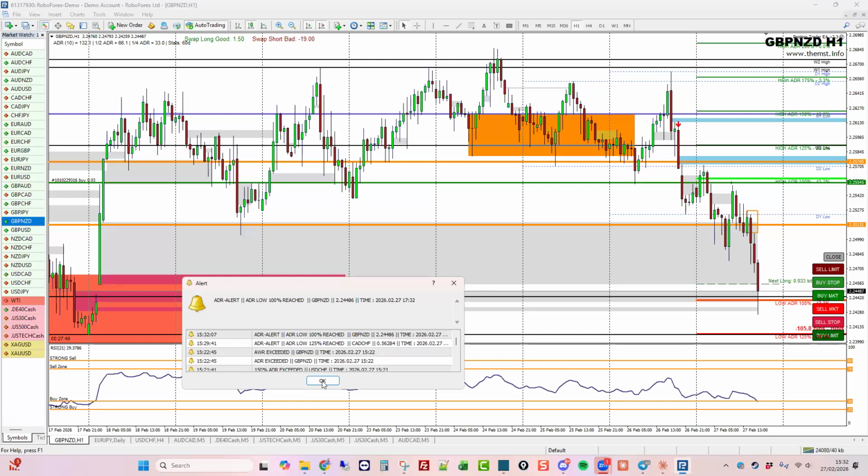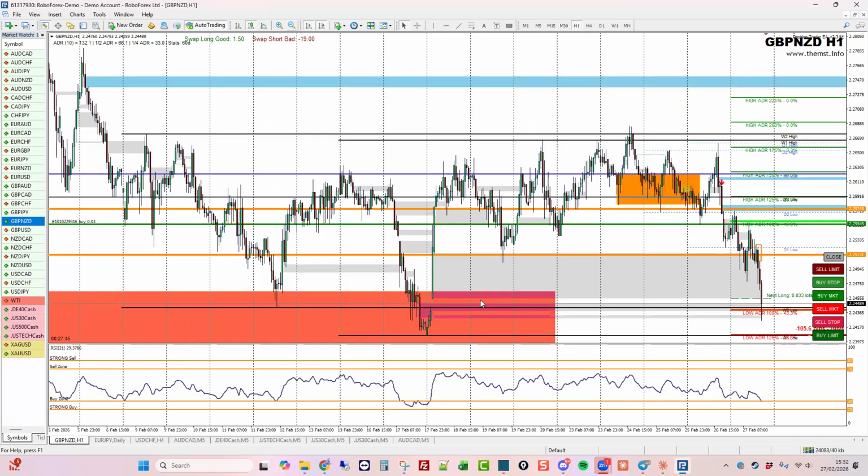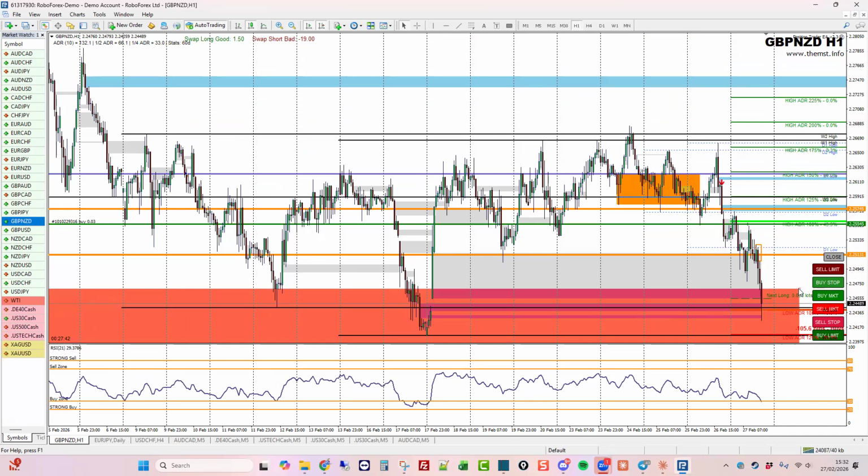Just coming down at a rate of knots today. That hasn't come down to those lows. So we're back down to this support, which is where I want to get in.